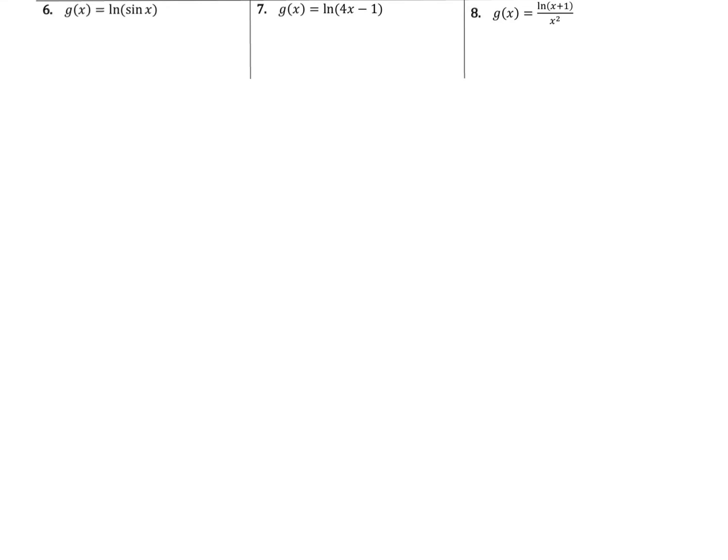Okay, hopefully you've had time to take a look at these. Number 6 is going to involve a chain rule because we have an inside function and an outside function. So I'm just going to make a little note here. Number 6 is going to involve a chain rule. So to take the derivative, we need to take the derivative of the outside. Well, the derivative of natural log is 1 over whatever I'm taking the natural log of, which in this case is sine of x. So the derivative of the outside is 1 over sine of x, times the derivative of the inside function, the derivative of sine of x is just cosine of x.